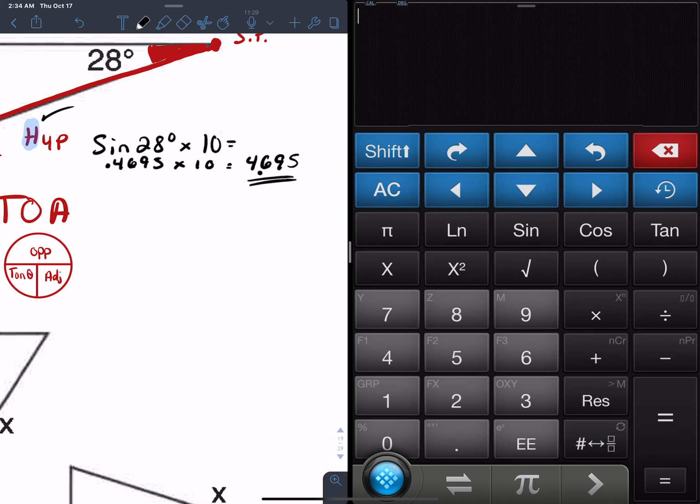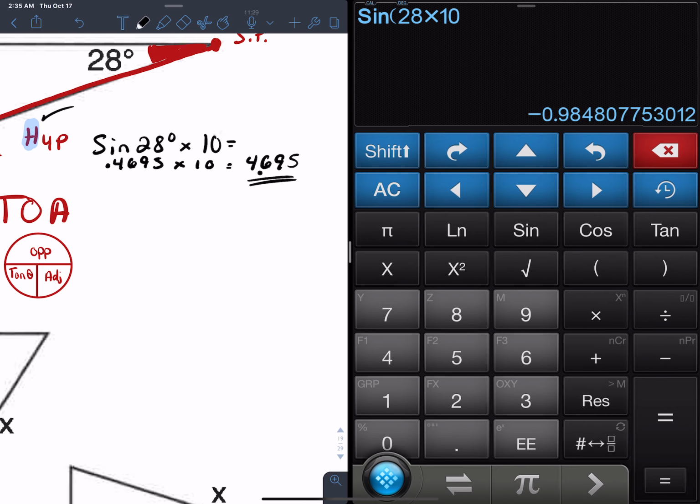So if we type in sine 28 times 10, you're going to notice something wrong. It comes up with a negative 0.98. Well, the issue that we have here is we didn't close the parentheses after the 28. See, sine 28, the trigonometric value, the decimal that's associated with that specific angle, is 0.4695.